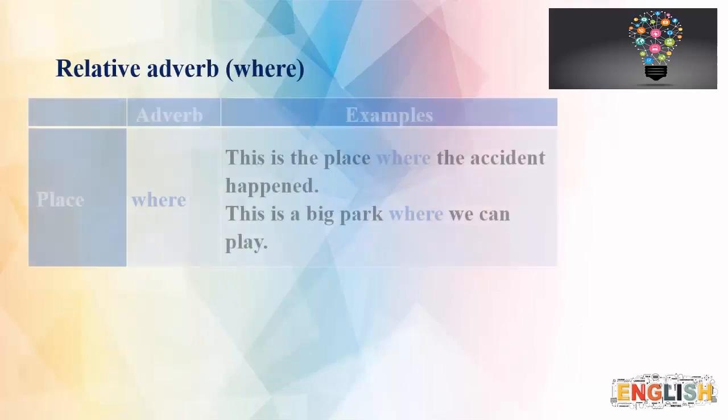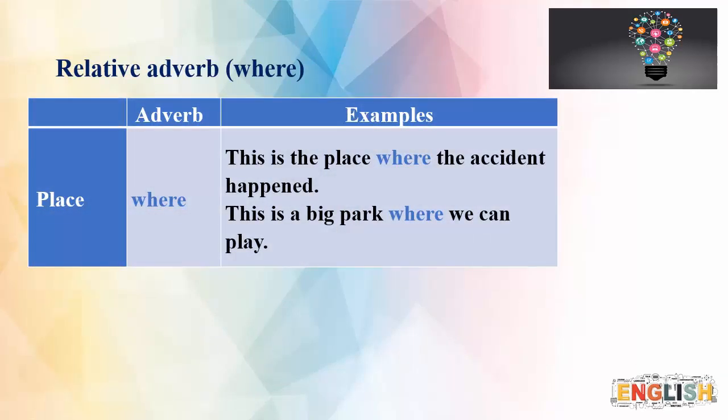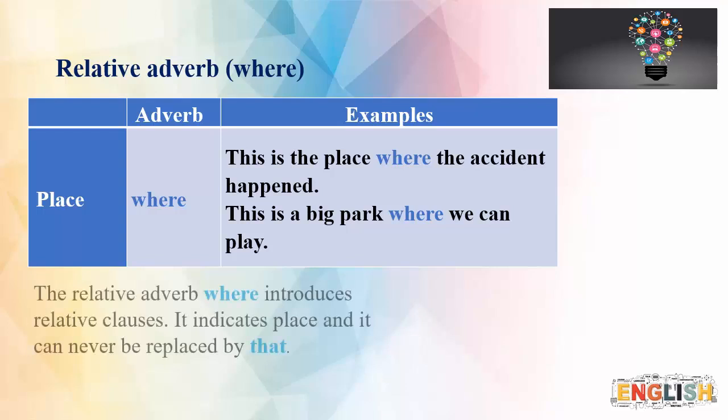Alright, guys, let's read the two sentences here together. This is a place where the accident happened, and this is a big park where we can play. Here, as you can see, we used the relative adverb where to indicate a place. So we say the relative adverb where introduces relative clauses. It indicates place and it can never be replaced by that. Whereas the relative pronouns who and which can be replaced by that. Remember that, guys.